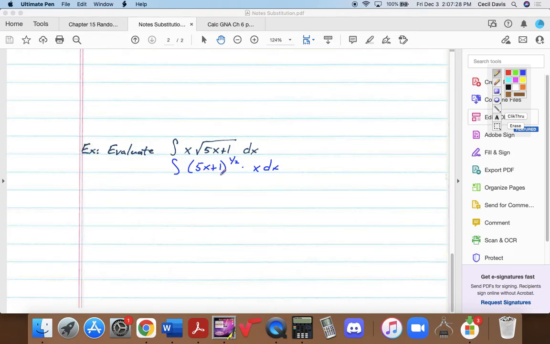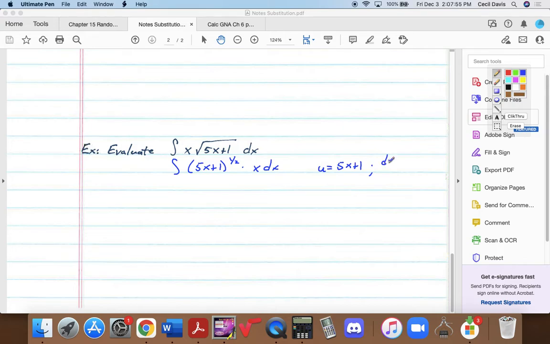The derivative of 5x plus 1 is 5. Is this outer function a multiple of that? No, it is not. However, substitution still works. I'm going to start off the same way. I'm going to say u is equal to 5x plus 1. Let u be equal to the inner function of your composite function.